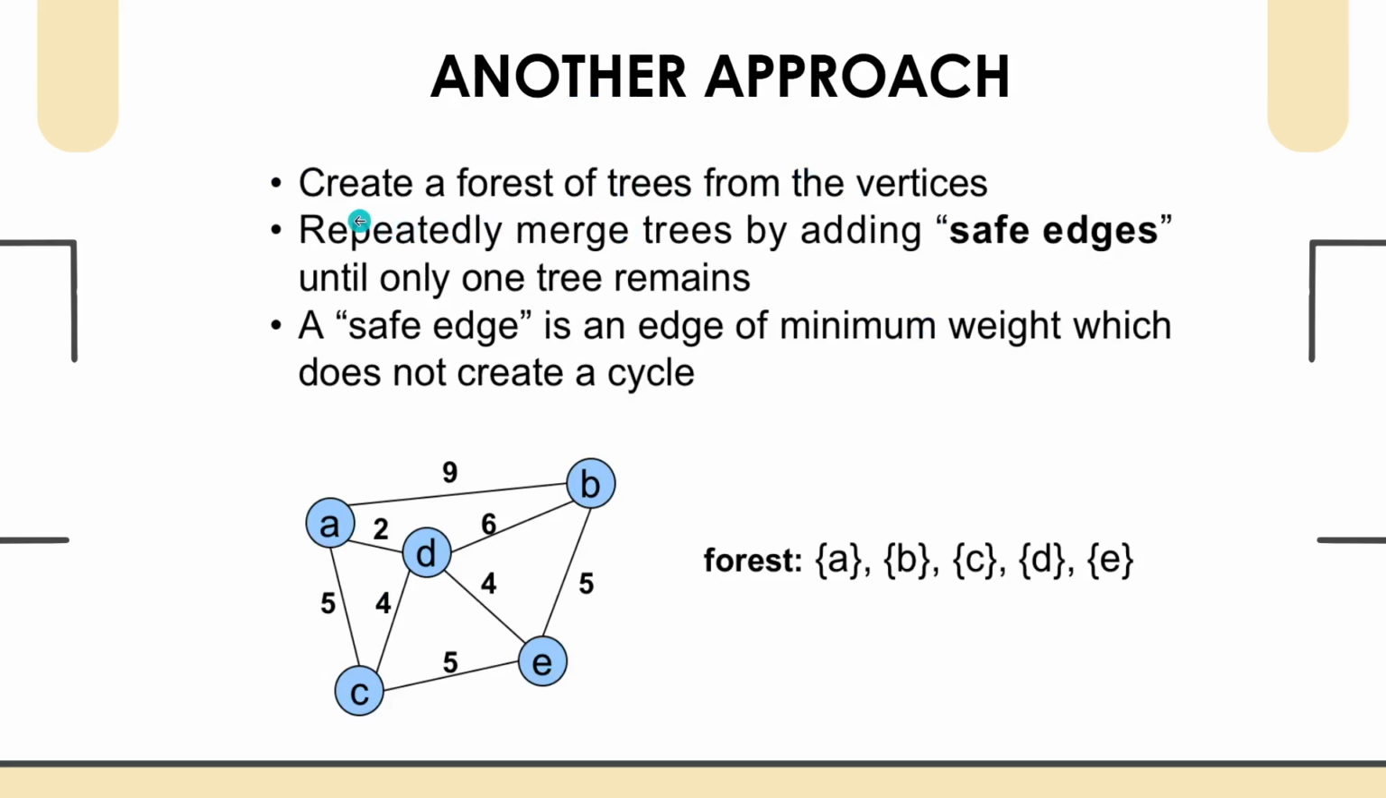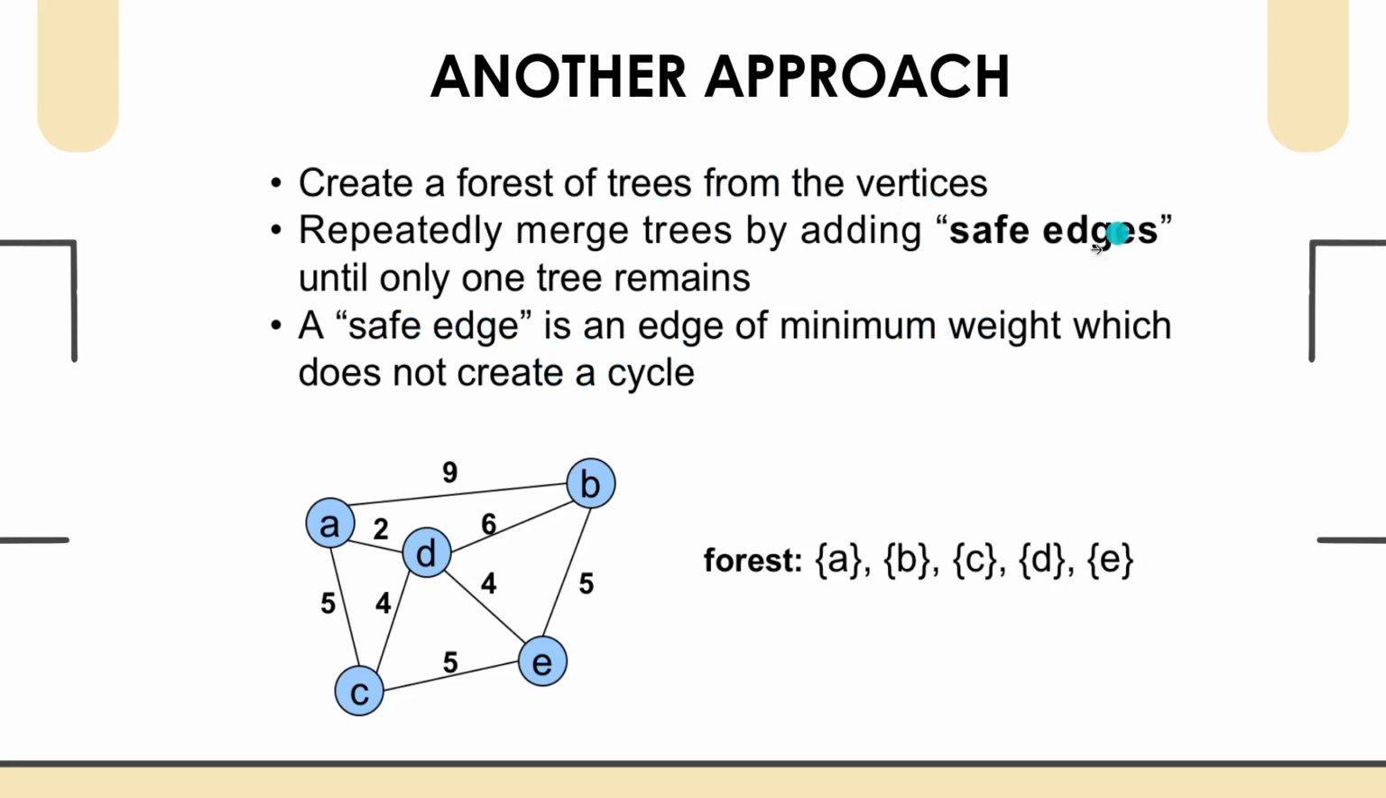Alternatively, this Prim's algorithm can be done with another approach too. First of all, we have to create a forest of trees from the set of vertices on that graph. Then we try to merge trees by adding safe edges until only one tree finally remains. So, here we need to know what a safe edge is. A safe edge is one that has the minimum weight, and by adding that edge into the tree, we do not end up with a cycle. If we are able to find one such edge, we call that a safe edge.